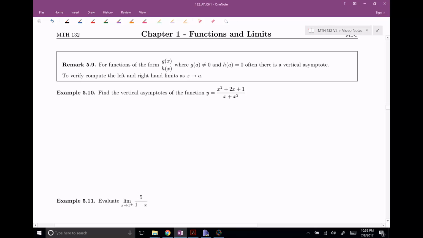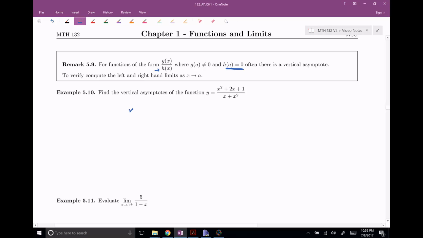So let's go ahead and practice here with example 510. Find the vertical asymptotes for the function. And you can see we have a nice fraction here. We have a numerator and a denominator. Usually the way that I start these is that I take the denominator. Remember, we want the denominator to be equal to 0. So I'm going to figure out the places where it's equal to 0, and those are going to be my potential a values.